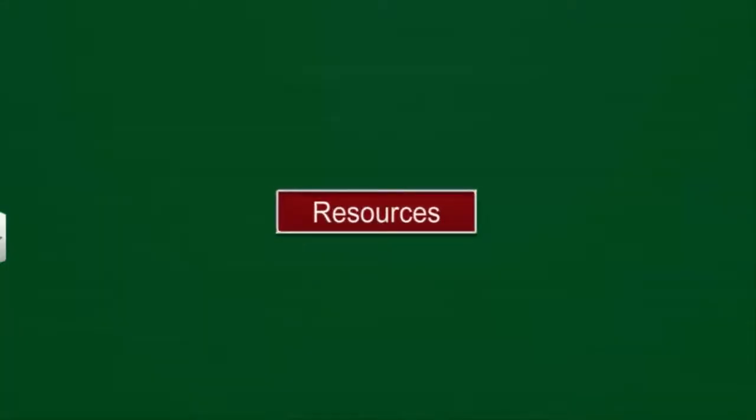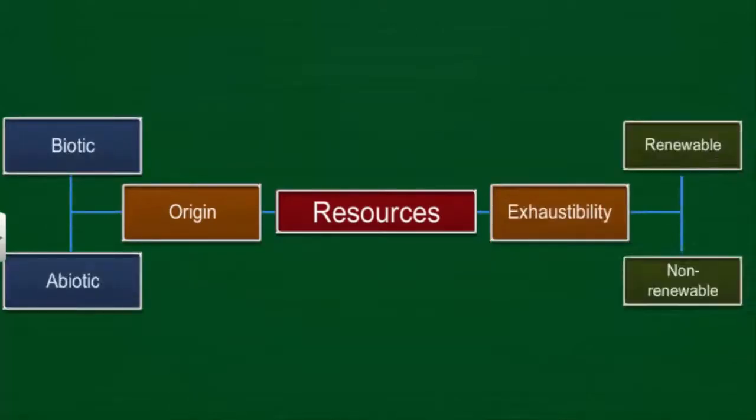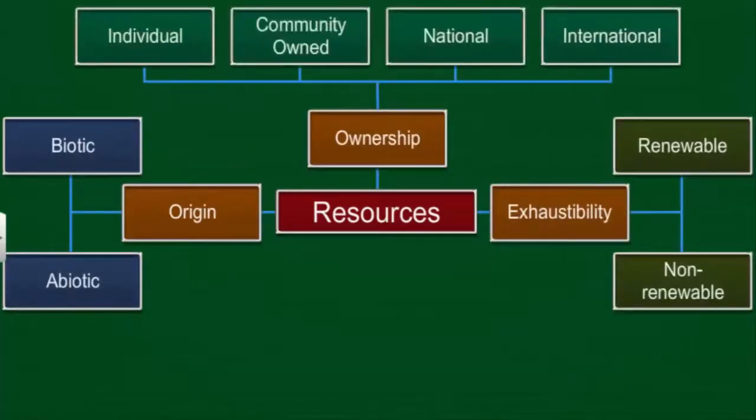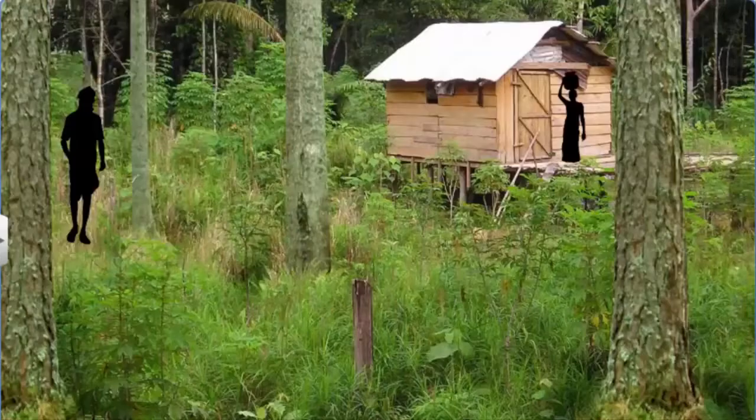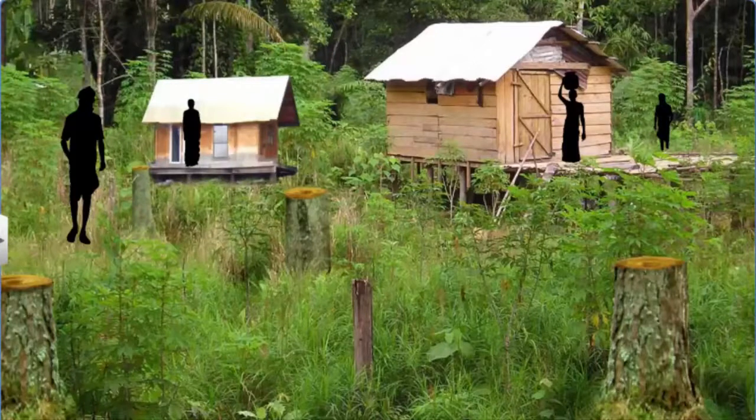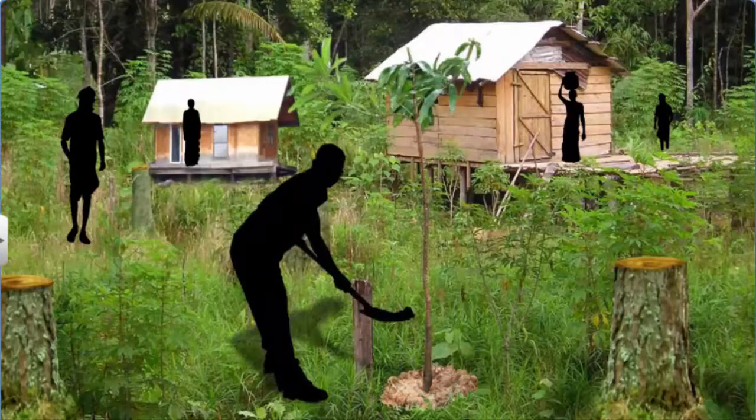Let us quickly look at the classification of resources based on their origin, exhaustibility, ownership, and status of development. Consider an example where all local people have equal access to forest resources. They use the resources wisely, without damaging the environment, and make sure that their future generations also have enough resources available to them. This is called sustainable development.